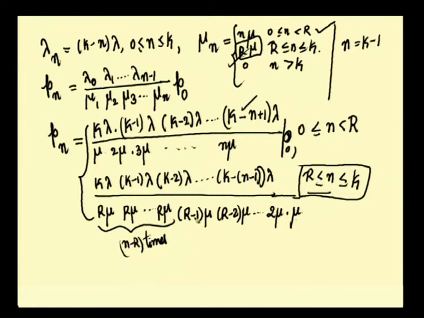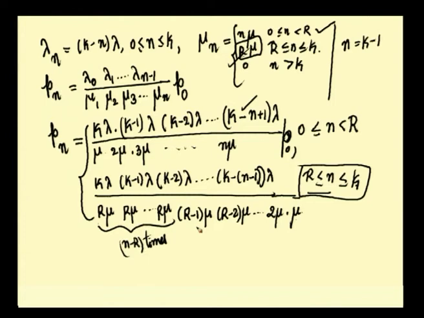From n equal to R onwards, you will be writing the service rates to be R into mu and so on up to R into mu. Even when n equal to k, where k is greater than R, the service rate has to be written as capital R into mu. So, we have this term in the denominator. Our next step would be to simplify this and write it compactly.